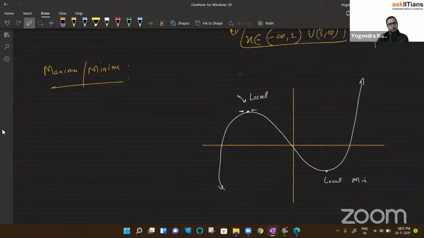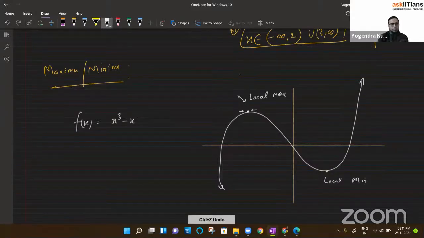Local minima and local maxima, right? Local maximum, local minimum. But if you talk about what is the maximum value of this function, take for example this function, x cube minus x, right?